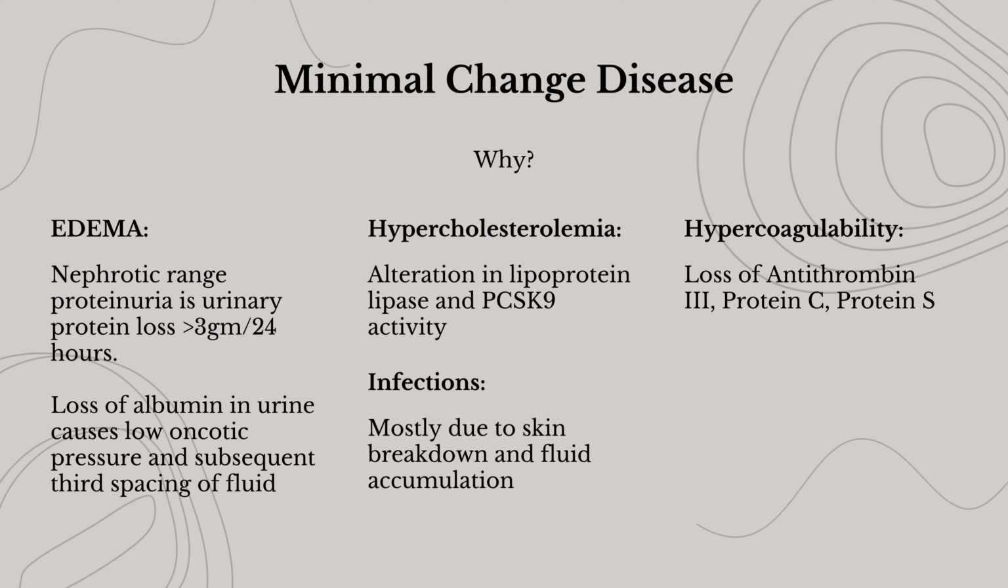Infections are mostly due to skin breakdown and fluid accumulation. In the pediatric population, fluid accumulates in the peritoneum that can sometimes complicate into a bacterial peritonitis. Hypercoagulability is due to loss of antithrombin 3, protein C, and protein S in the urine. In nephrotic syndrome, we retain all the larger molecules like fibrinogen, and that can give rise to hypercoagulability as well.